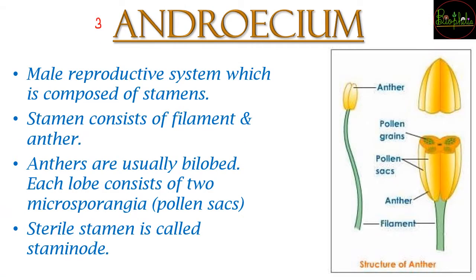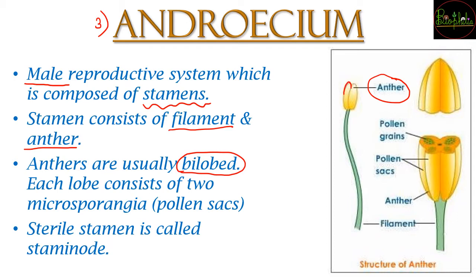The third whorl is going to be about the androecium, which is going to constitute the male reproductive system, which is going to have the members that are called as stamens. So stamens के पास होता है filament and anther. So you can see in the particular diagram as well, the anther is going to be present at the top, which is going to be bilobed. Bilobed है. So you can see up here how the two lobes are going to be seen. So that makes the anther to be bilobed, and each lobe is going to consist of two microsporangia.